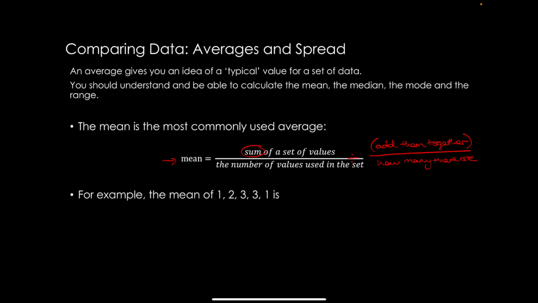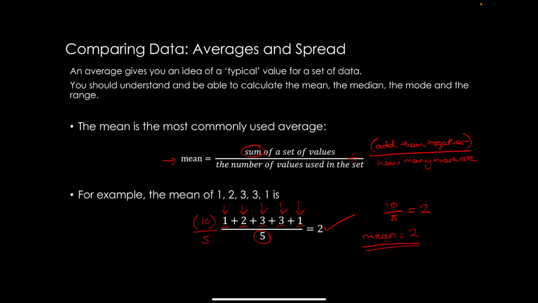So, for example, what is the mean of 1, 2, 3, 3, 1? All we have to do is add them all together. I'm going to write them all above the fraction. If I add them, 1, 2, 3, 4, 5, 6, 7, 8, 9, 10, so that top value becomes 10. Then I'm going to divide by how many there are: 1, 2, 3, 4, 5, which is why 5 is on the bottom. So we end up with 10 divided by 5, which is 2. So the mean is 2. The average is 2 in this case.